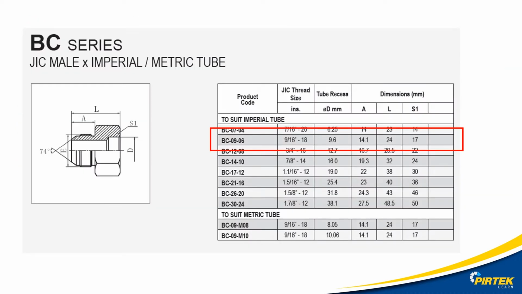My Pirtek product code will be BC-09-06 and 9/16-18. That's definitely a JIC. And we have a tube diameter here of 9.6. That gives me 0.1 clearance.